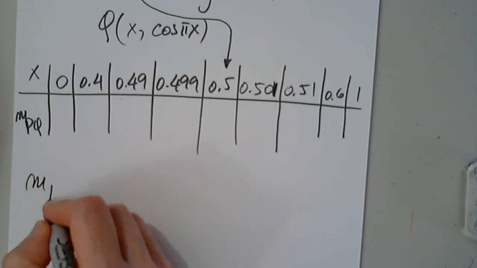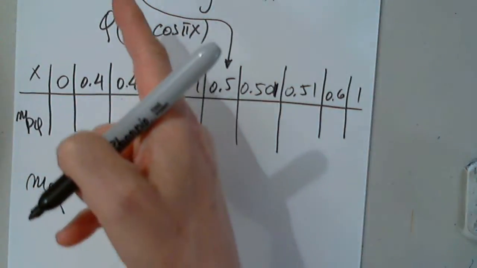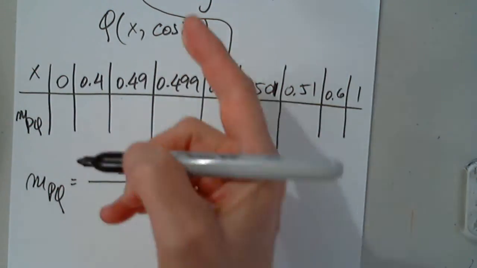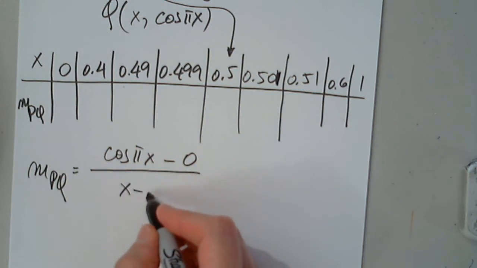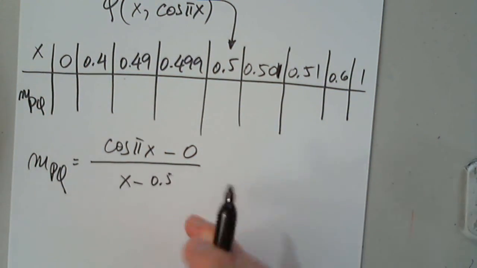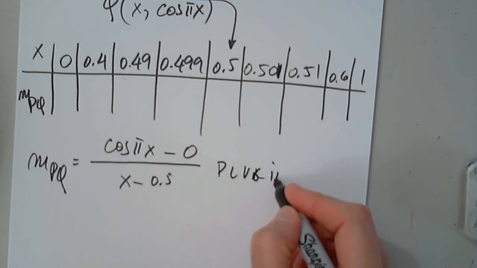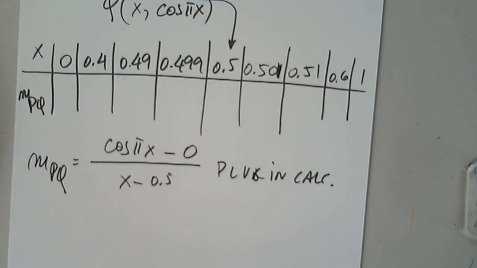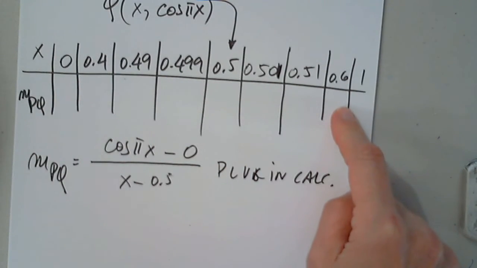I will create the slope PQ. y2 minus y1 over x2 minus x1. So cosine pi x minus 0, I shouldn't even write it, but I will. X minus 0.5. That's all I need to do. Plug this in the calculator. And then these numbers. That's all I need. It should take like 3 minutes. It takes longer to plug this in than to find those numbers.